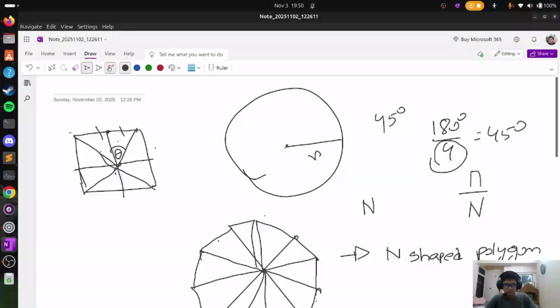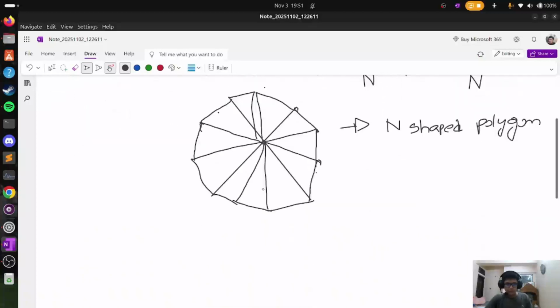So every polygon has this angle theta. We're going to take this angle as phi. So for every n-sided polygon, this phi will be pi by n.